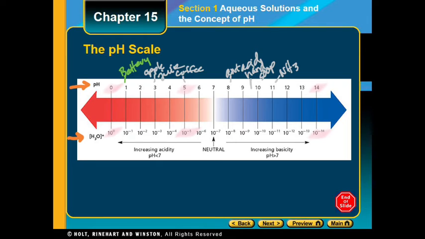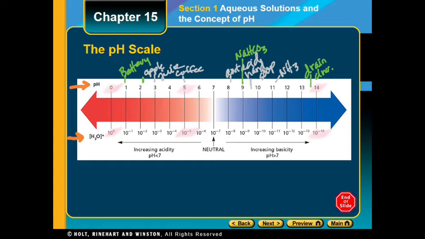Your stomach acids are also going to be in this area here. So that's stomach acid. Baking soda, which I know you're familiar with. So baking soda, right in here. Drain cleaner is going to be on this end of things. So drain cleaner right there.